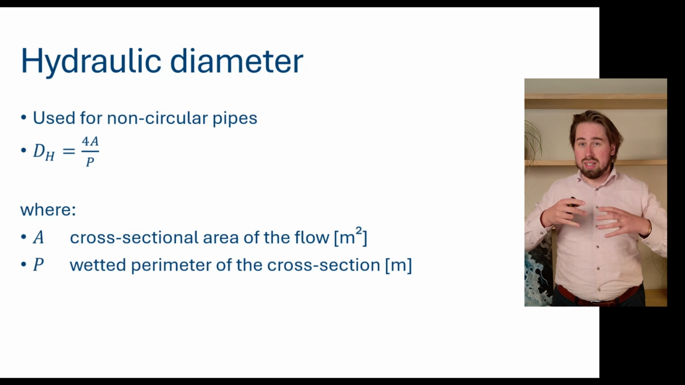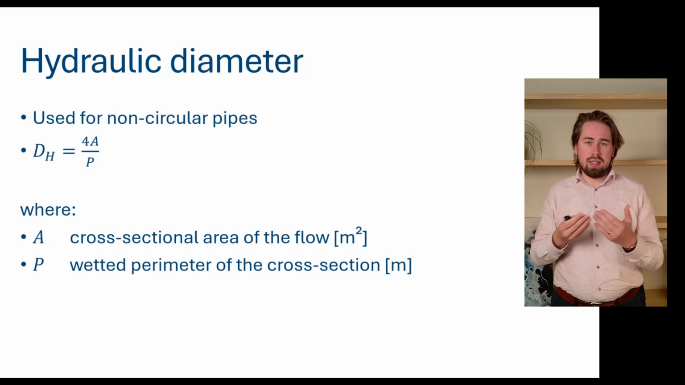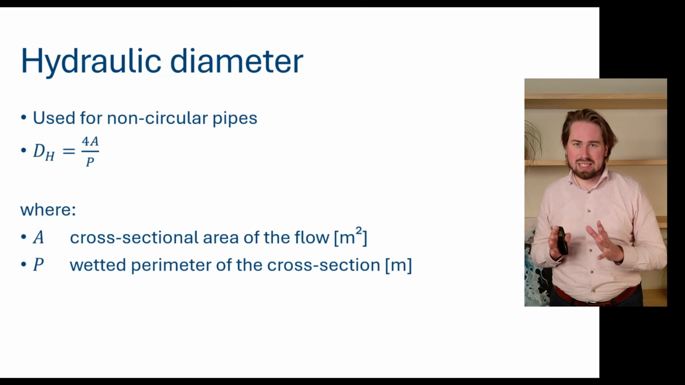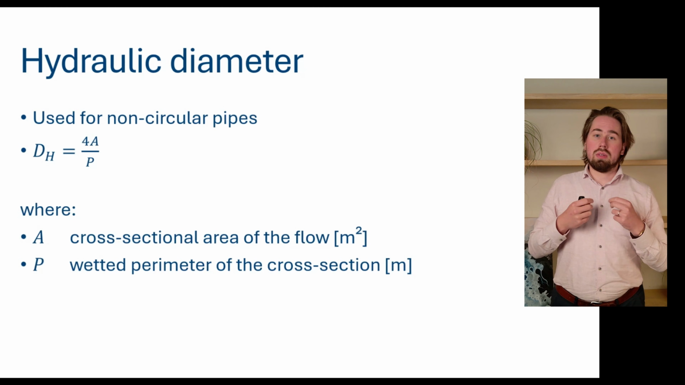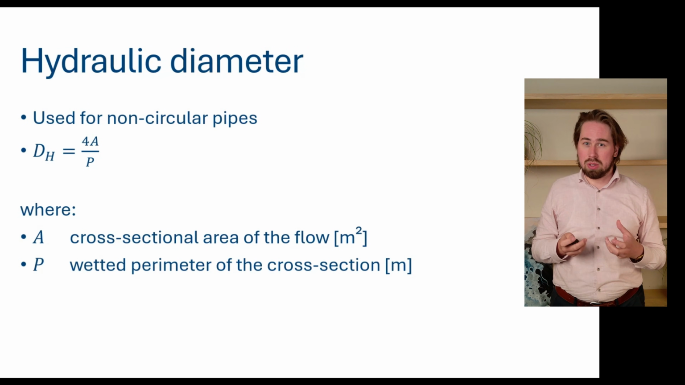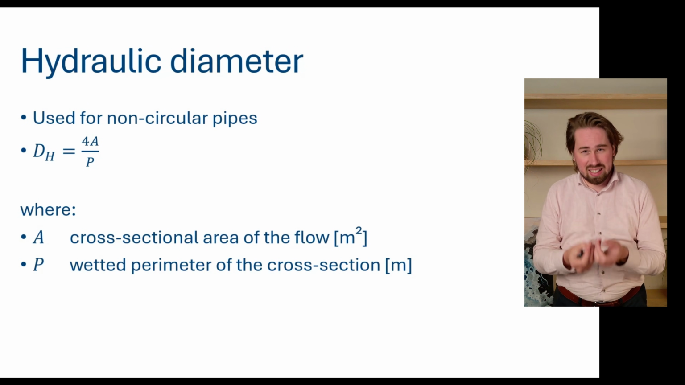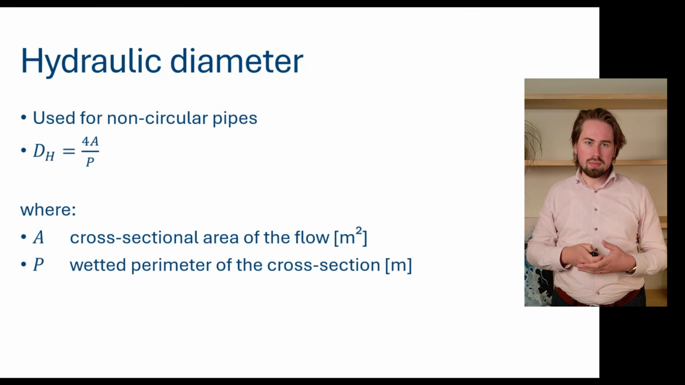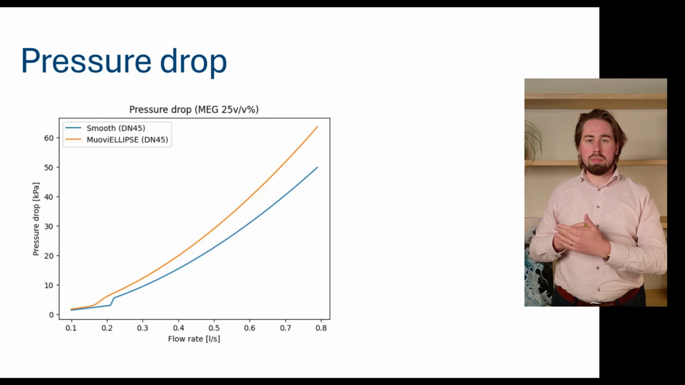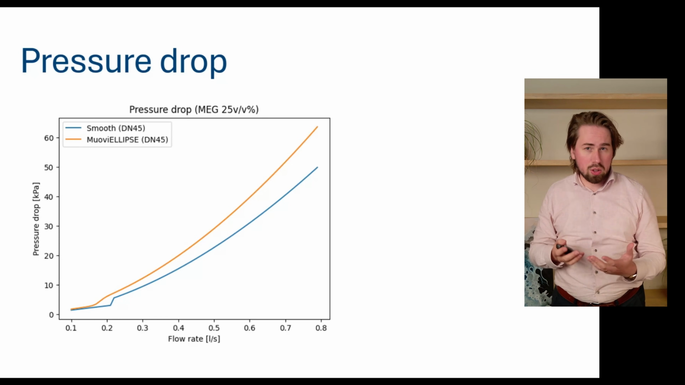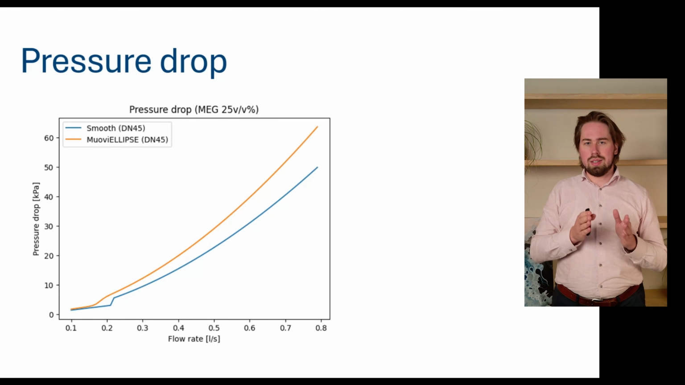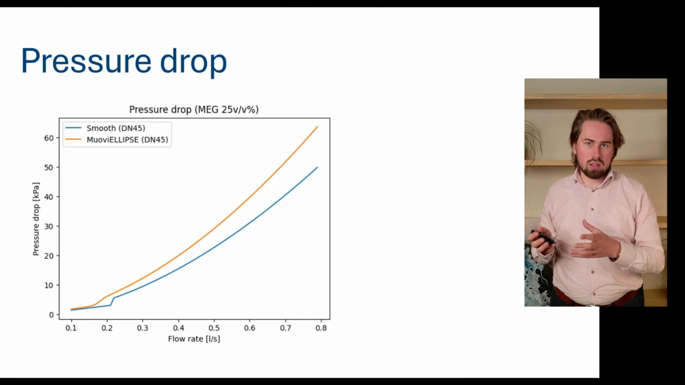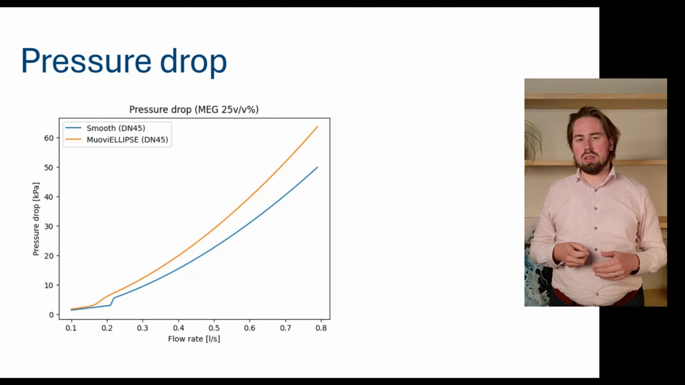And since for an elliptical probe the area versus perimeter ratio is just slightly smaller, also our hydraulic diameter is slightly smaller, meaning that our velocity is slightly higher, which in turn increases the pressure drop. And that's why the pressure drop of the MuoviELLIPSE, an elliptical probe with basically the same diameter as a regular probe, has a slightly higher pressure drop.